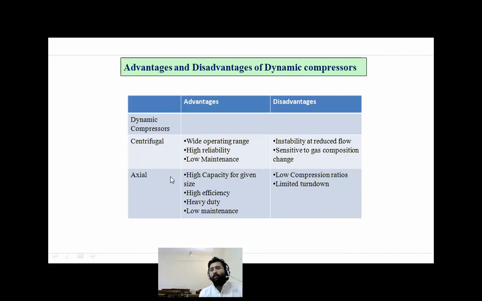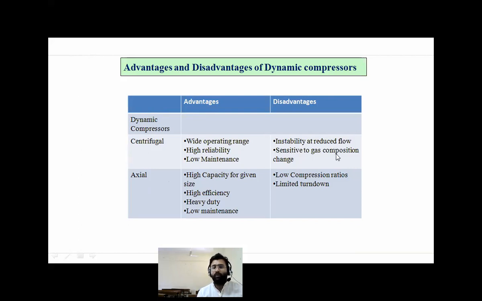Let us see some of the advantages and disadvantages. First, we'll see the centrifugal dynamic type, that is centrifugal and axial. Advantages of centrifugal is wide operating range, so it has a wide operating range of pressure. It has high reliability compared to others. It has low maintenance. But it also has disadvantages. It has instability at reduced flow. So at low flow rates, it has stability problems.